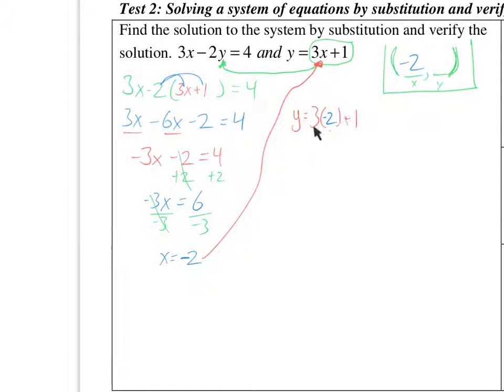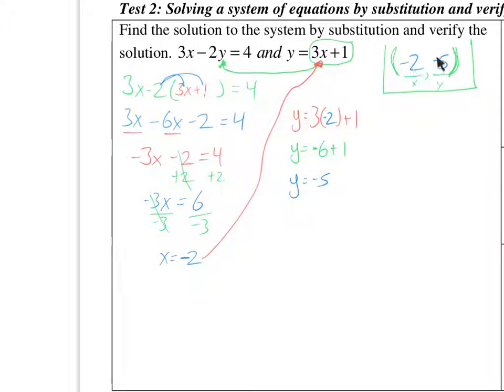So can we simply solve this for y? I hope you can see it. Very simple. 3 times negative 2 is negative 6, plus 1. And then that would be y equals negative 5. So y is negative 5. So xy, the coordinate where these two graphs intersect, is negative 2, negative 5.